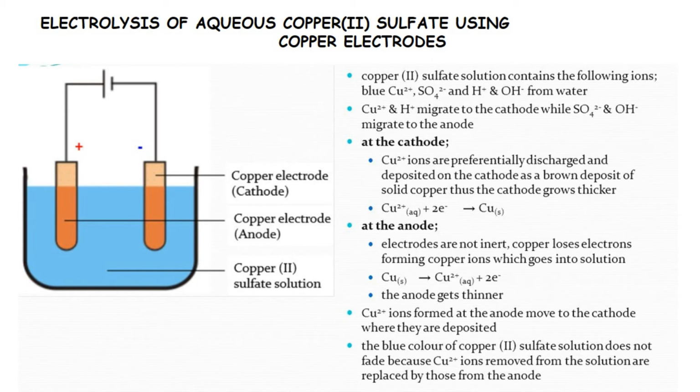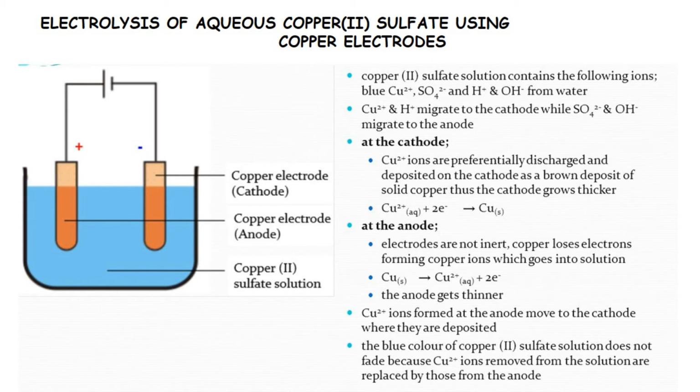Copper sulfate solution contains the same ions: copper ion, sulfate ion, hydrogen ion and OH minus ions from water. So at the cathode, copper ions are preferentially discharged because copper comes below hydrogen in the reactivity series. It undergoes reduction and you will see the deposit of copper.